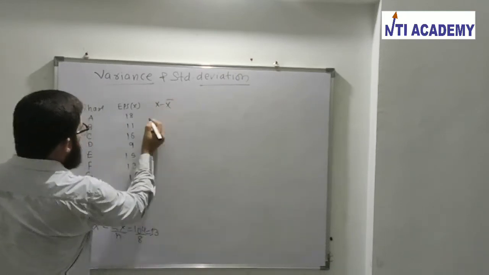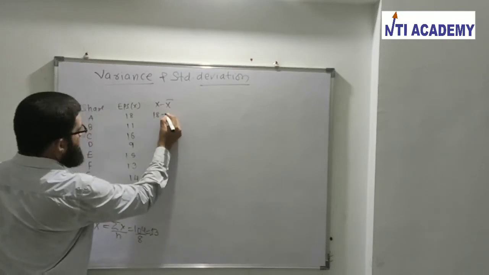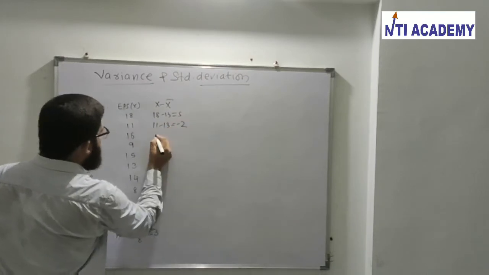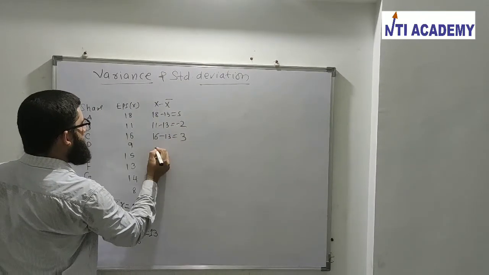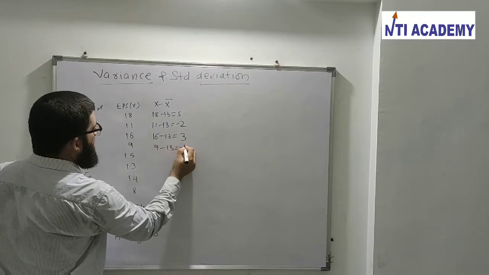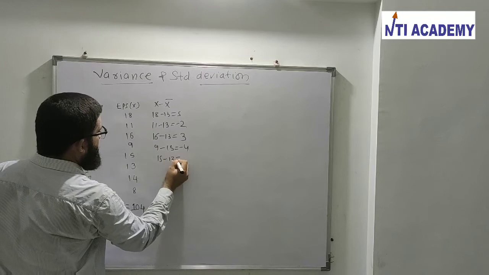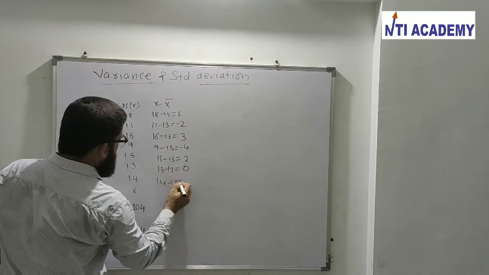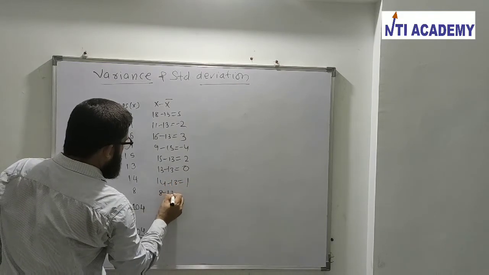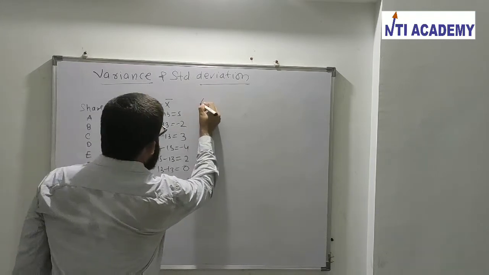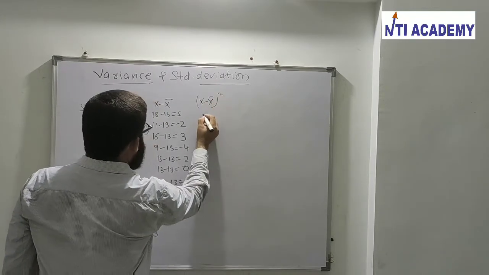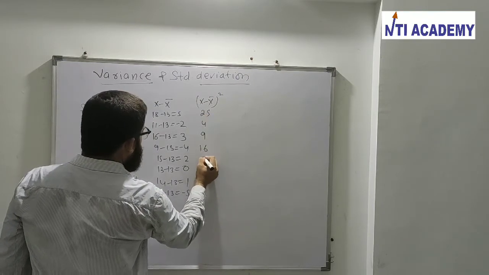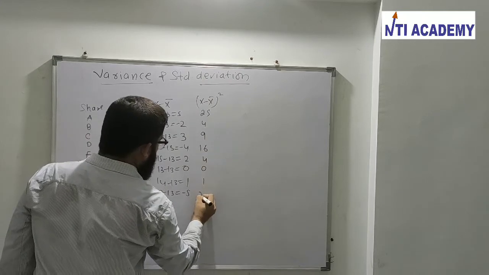x minus x bar. So you take 18 minus 13, that is 5. 11 minus 13 is minus 2. 16 minus 13 is 3. 9 minus 13 is minus 4. 15 minus 13 is 2. 13 minus 13 is 0. 14 minus 13 is 1. And 8 minus 13 is minus 5. So the squares of x minus x bar are 25, 4, 9, 16, 4, 0, 1, 25.